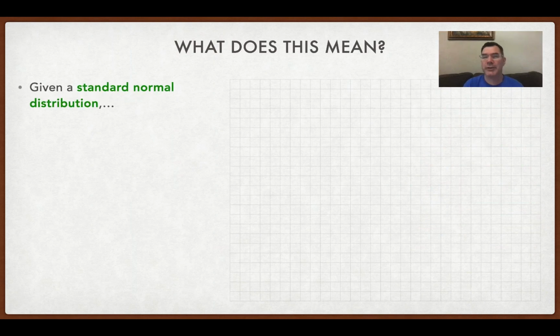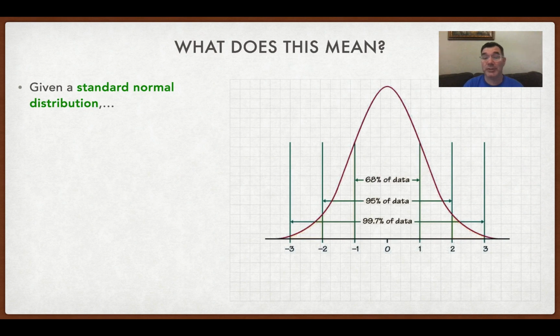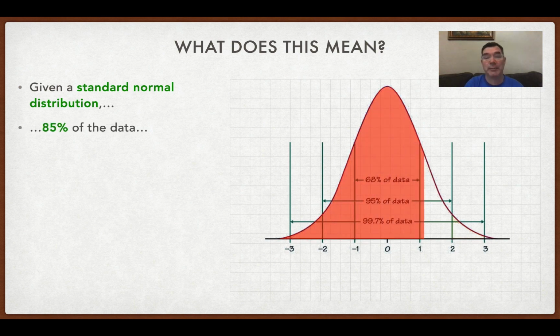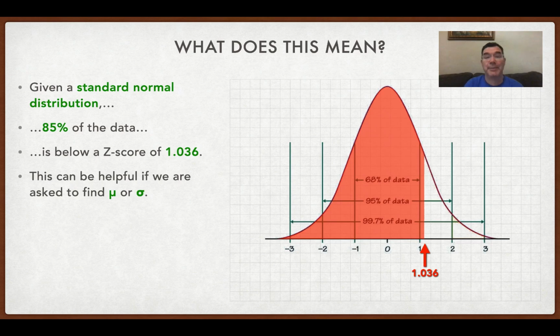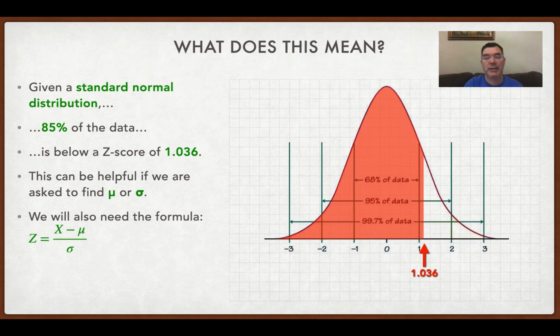Well, what does that 1.036 mean? That means on a standard normal distribution where the mean is 0 and the standard deviation is 1, 85% of the data, just like before, is now below a z-score of 1.036. So that allows me to compare the z-score that I just found with the x-score that I found earlier. They are in the same position on their respective normal curves. So this can be helpful if I need to find mu or sigma. I will also need a formula that we talked about before that says that the z-score is equal to my x-score minus my mean of mu over my standard deviation sigma.